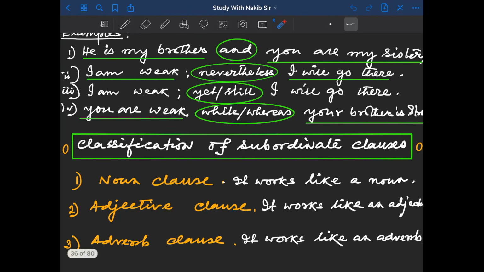Now classification of subordinate clauses. Now subordinate clauses are divided into three groups. Number one, noun clause. It works like a noun. And number two, an adjective clause. It works like an adjective. And number three, an adverb clause. It works like an adverb. Okay.